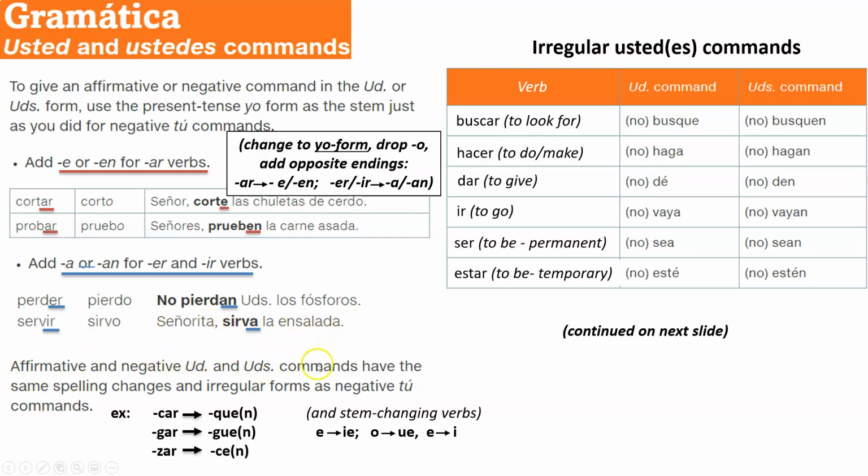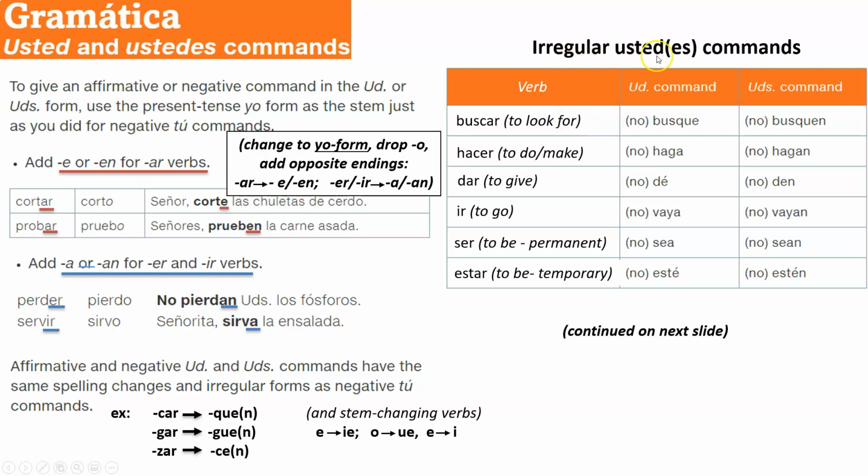Affirmative and negative usted and ustedes commands have the same spelling changes and irregular forms as negative tú commands. So not only do you have stem changing verbs, like e to ie, o to ue, e to i, you also have car, gar, zar verbs. Remember, car for usted forms will be que or for ustedes quen. Gar will be ge or gen. And zar will be ce or cen. So you have to be aware of these stem changes and spelling changes that happen.